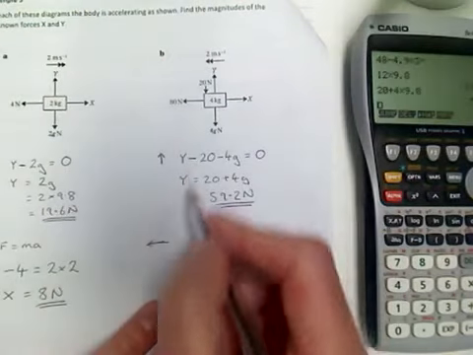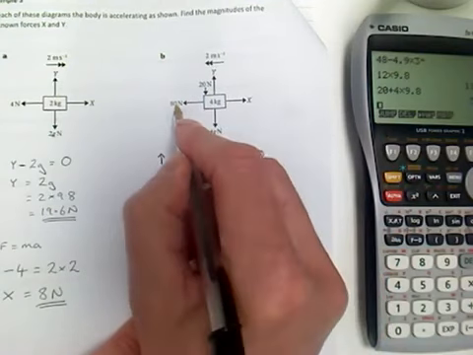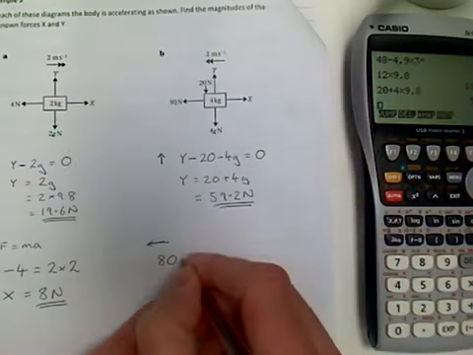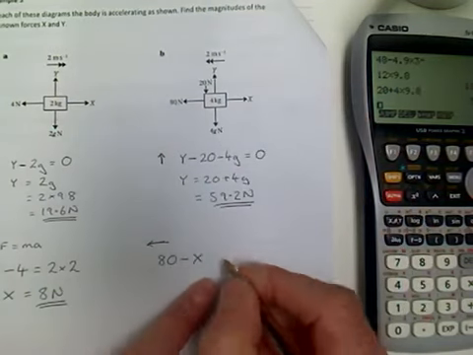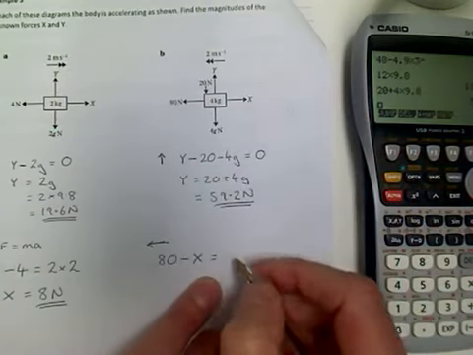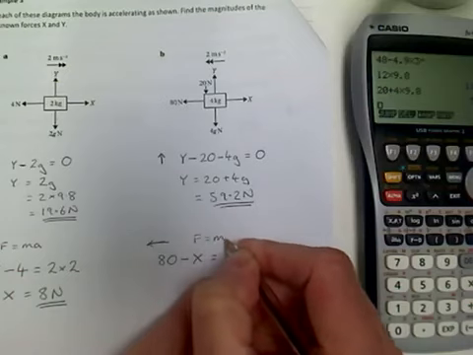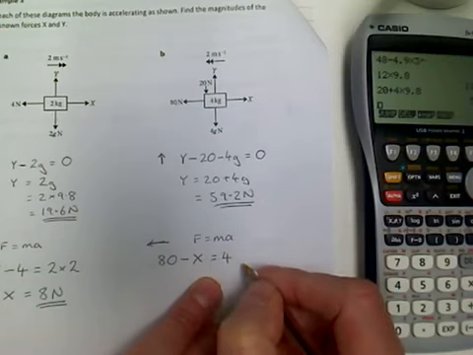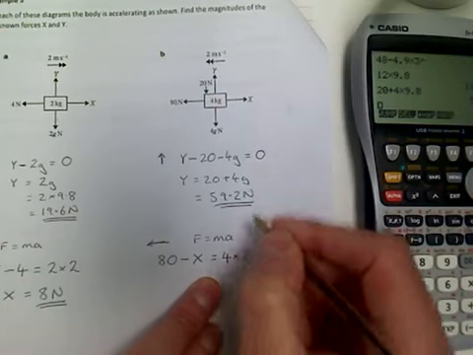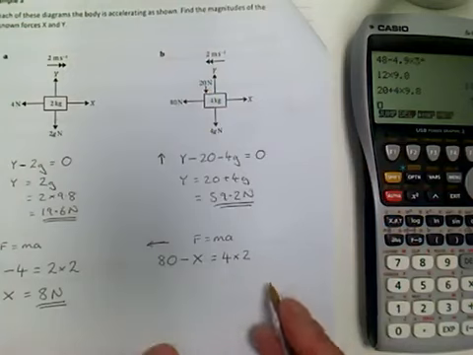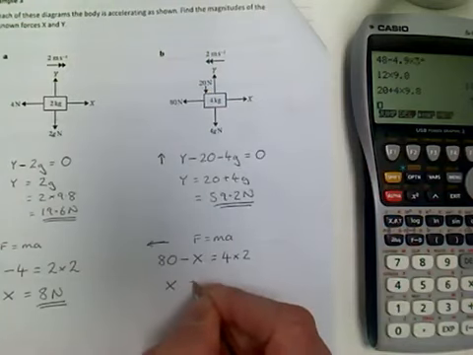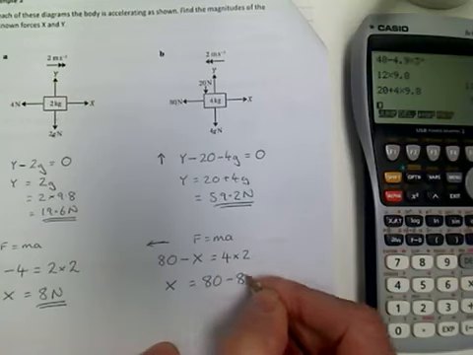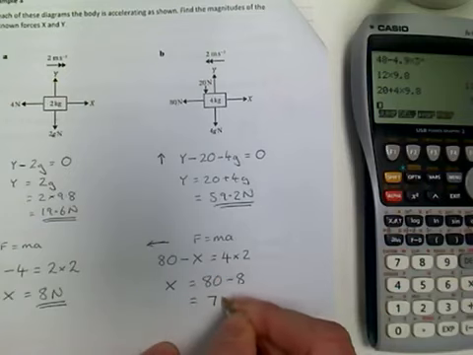So being very careful which direction I'm going in, I've got 80, which is positive in that direction, minus x is equal to mass, sorry, I should write F equals ma there, mass, which is 4, times acceleration, which is 2. It's positive 2 in that direction. So x equals 80 minus 8, which equals 72.